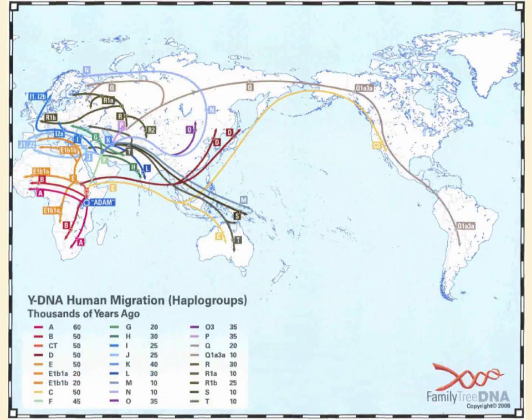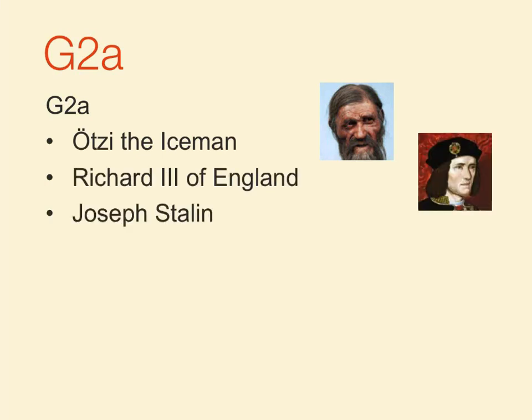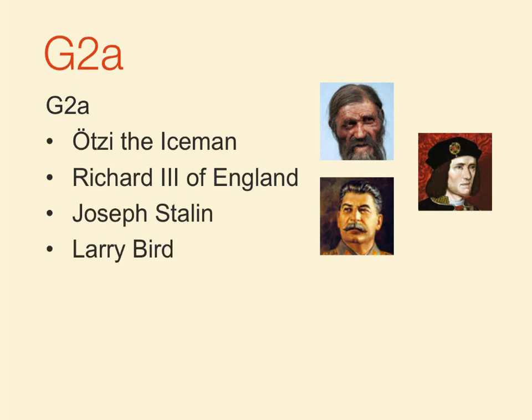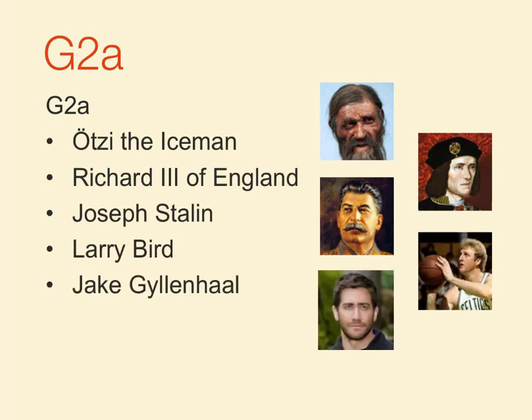So for example, I'm a G haplogroup, and you see G there says that I'm anciently kind of coming out of the Middle East, almost from the area of Turkey or northern Iran. And all these haplogroups are subdivided into many subsections. So I'm actually a G2A, which makes me related to this ancient mummy that they found and tested, Richard III of England. Joseph Stalin is also a G2A, as is Larry Bird. I'll take him over Stalin. And the actor Jake Gyllenhaal.